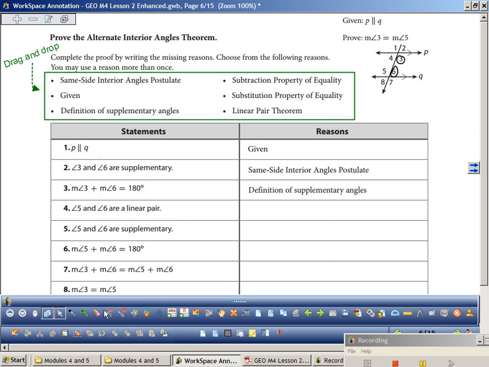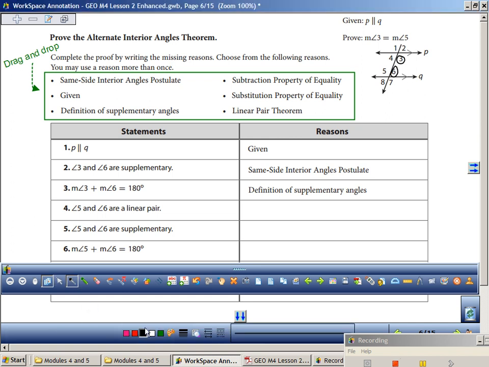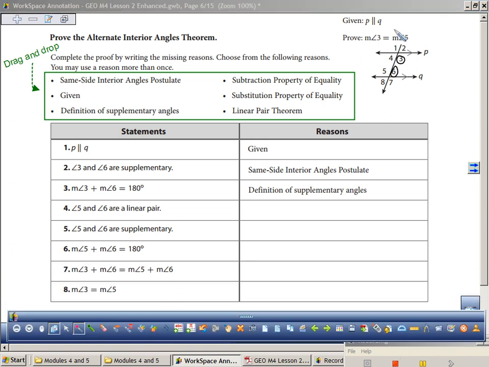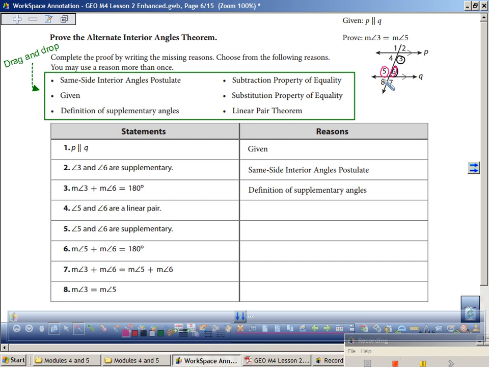Angle 5 and 6 are a linear pair. Let me go look and see what angle 5 and 6, where it is. Here's 5 and 6. How do I know 5 and 6 are a linear pair? But it doesn't tell me anything about the measures of the angles being 180. It just says it's on a line. How do you know it's on a line? Because it's on a line.